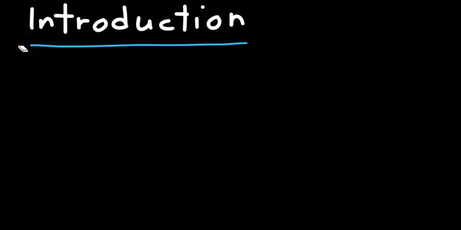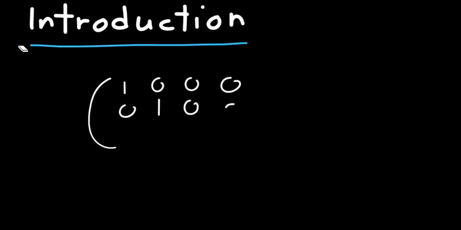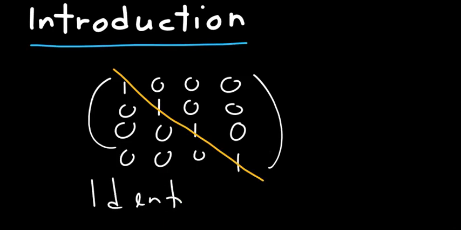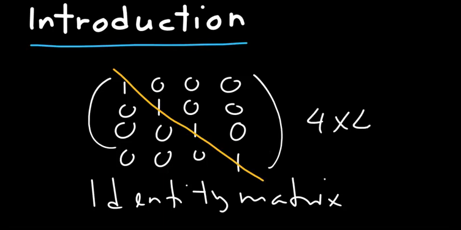Another special type of square matrix is the following: 1, 0, 0, 0, 0, 1, 0, 0, 0, 0, 1, 0, 0, 0, 0, 1. So as you can see, the diagonal elements are all 1. Such a matrix is known as the identity matrix. And in this case, it is an identity matrix of order 4 by 4.